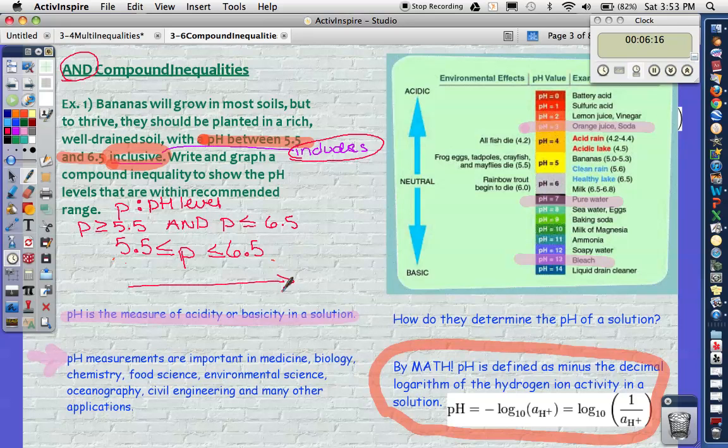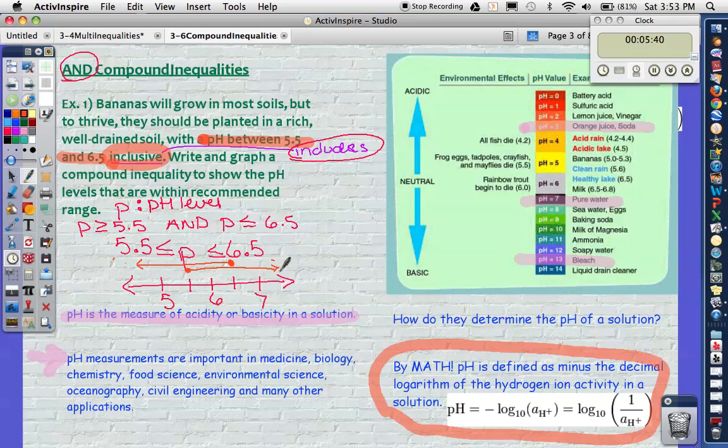Remember, and means it has to satisfy both of them. So I'm going to get a couple numbers on my number line. I might want to start by graphing each part. So I would have, it's going to be less than 6.5. So I'm including that 6.5. I would have a filled in circle here, and I'd be shading this way to the left. But it also has to be greater than 5.5. So I'd go to 5.5, have a closed circle to include that value, and I'd be shading to the right.